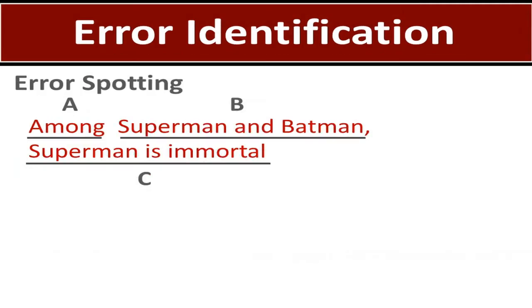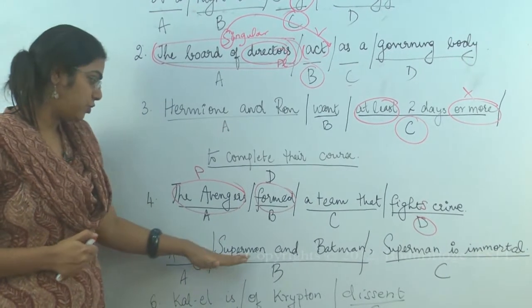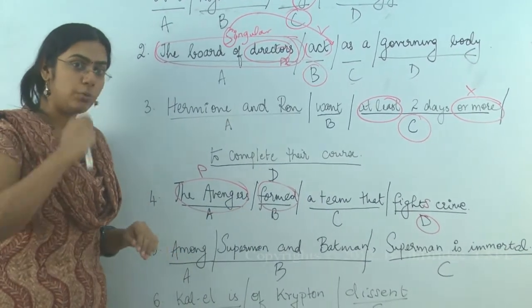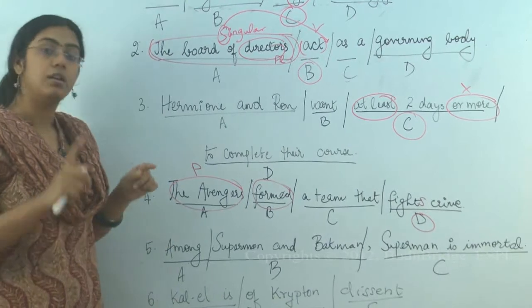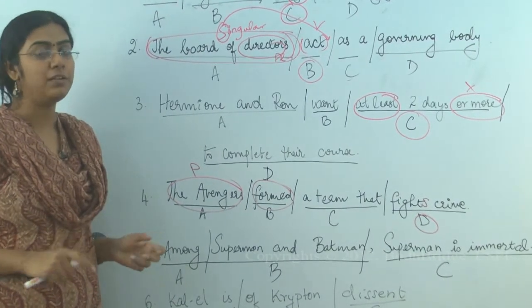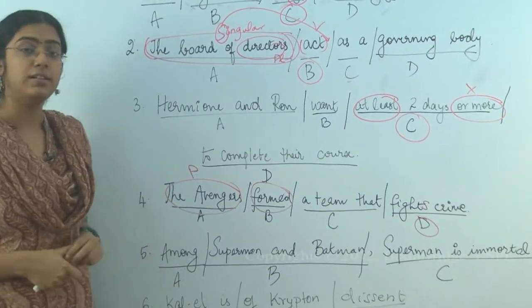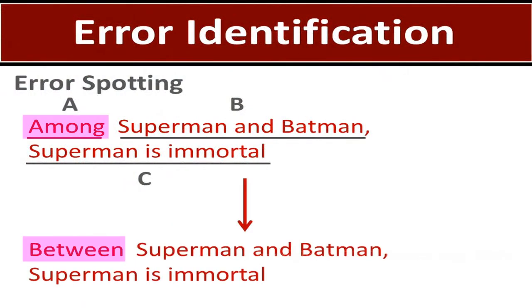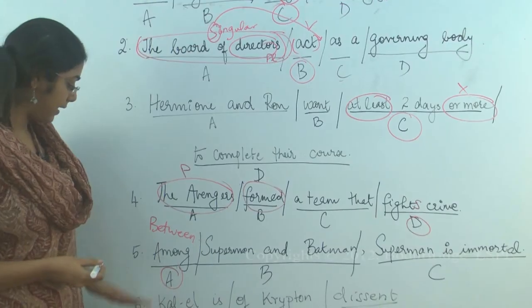Among Superman and Batman, Superman is immortal. Okay, now Superman and Batman, only two entities, as you know. Two entities, it's always between. More than two, it's among. So here, A is the problem zone. It should actually be between. Okay? Now look at six.